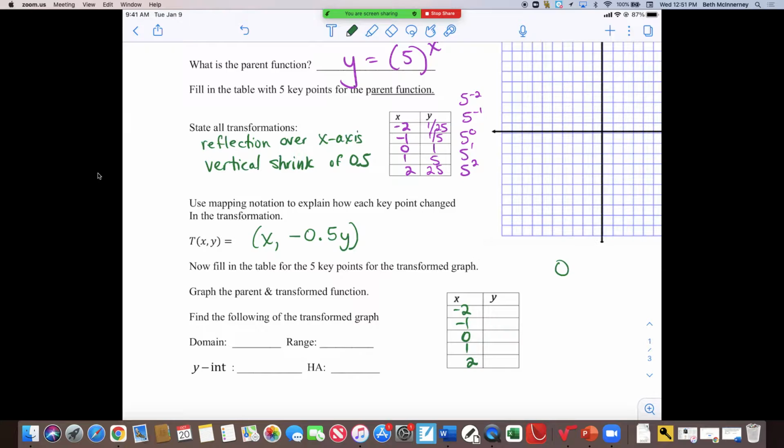Now, do you realize that negative 0.5 is really equivalent to negative 1/2? So I personally did this without a calculator, and I multiplied by negative 1/2, but you can use a calculator. So I got negative 12.5, negative 2.5, negative 0.5, negative 0.1, and negative 0.02.